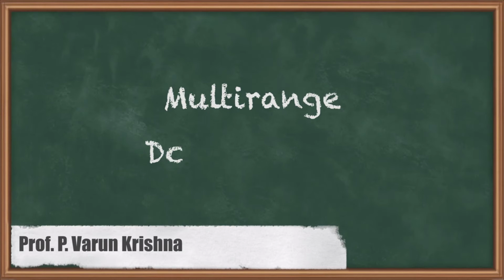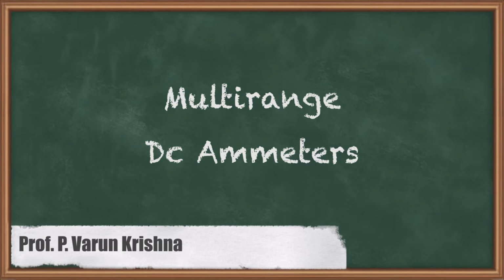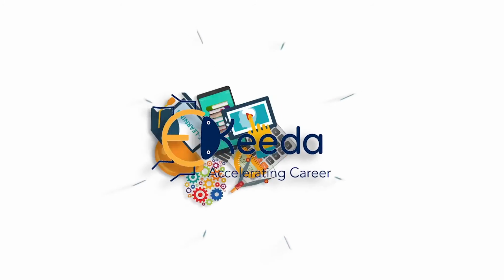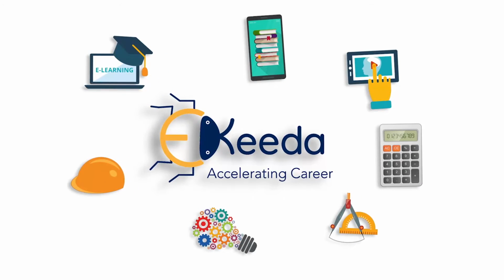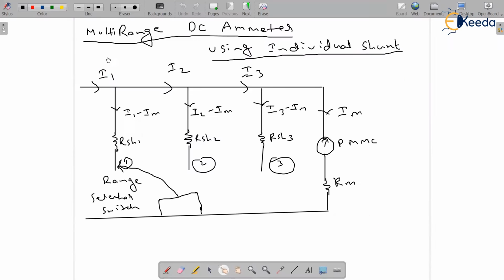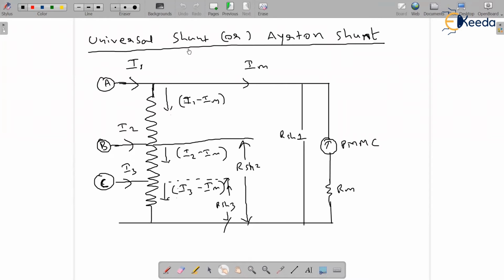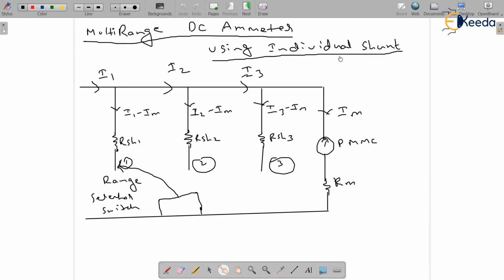Hi students, now I am going to teach the topic of multi-range DC ammeter. Let's say multi-range DC ammeter. In a multi-range DC ammeter, you will have two techniques: using individual shunts, and using a universal shunt or Ayrton shunt. So first, see using individual shunt.